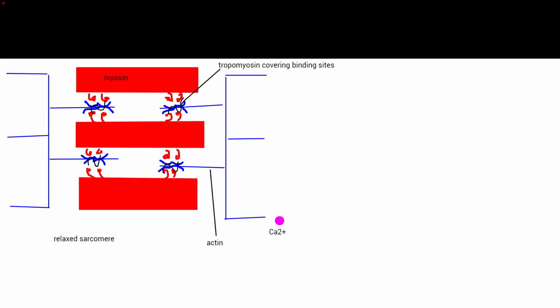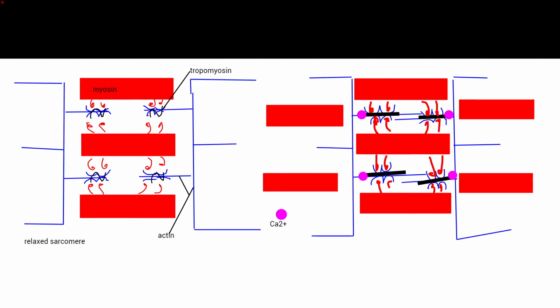Okay, now let's draw our contracted sarcomere. Okay, so now we have our contracted sarcomere. And you would not believe that I deleted that and had to draw everything all over again.